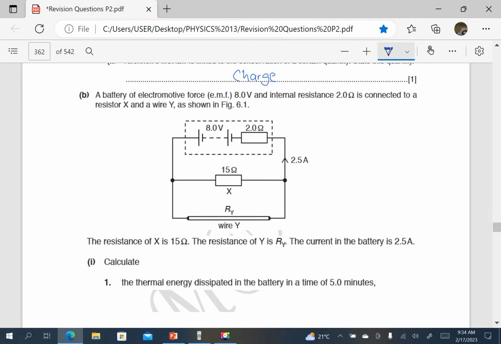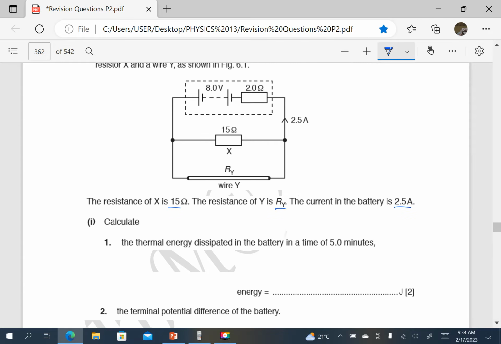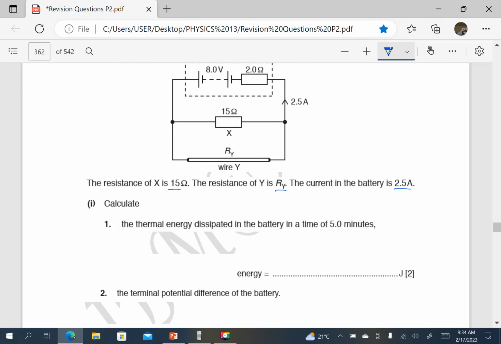The resistance of X is 15 ohms. The resistance of Y is RY. The current in the battery is 2.5 amperes. Calculate the thermal energy dissipated in the battery in a time of 5.0 minutes.